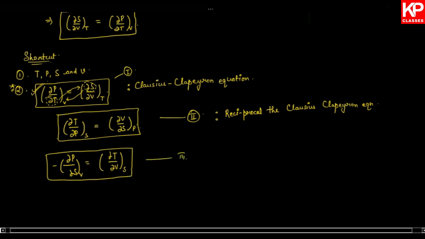So this is the third relation, and how do we derive it? We derive it based upon exchange of del T and del S. And the second thing that you have to remember here is, whenever pressure and entropy, that is P and S, are together, you have to put a negative sign.